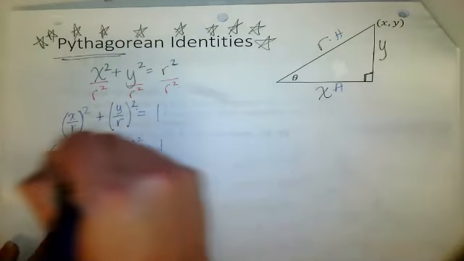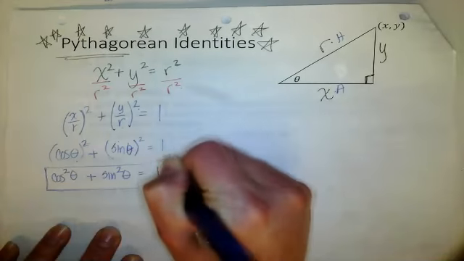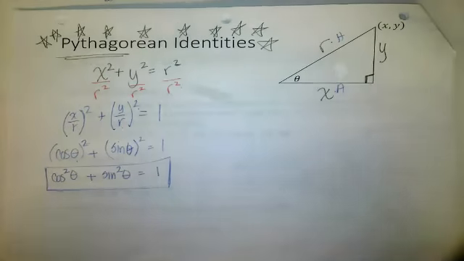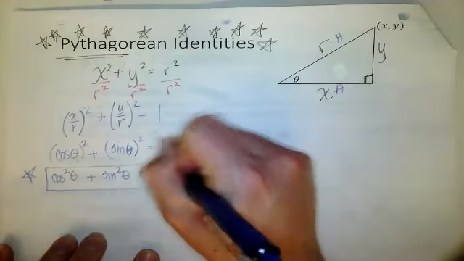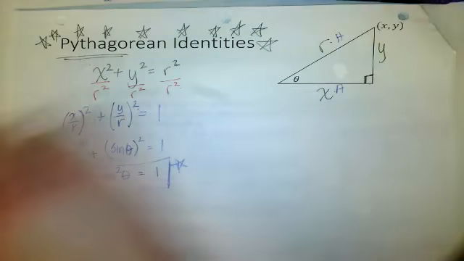This is the big kahuna. This is the one you must memorize. Cosine squared plus sine squared theta equals 1. And that is our first Pythagorean identity. And what's nice about this is it comes in many, many forms.